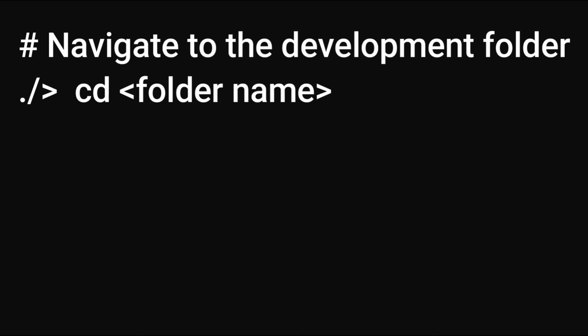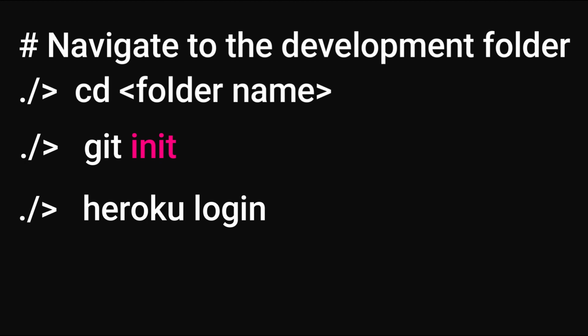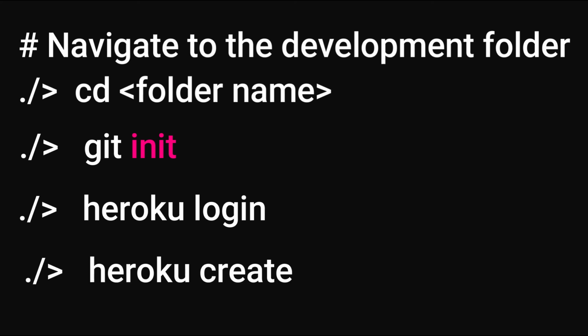Initiate an empty Git repository using the command git init. In your terminal, navigate to the code's working directory and log into Heroku using the CLI command heroku login. To deploy, run the command heroku create. Upon completion of this command, Heroku will assign an app name and URL to your app, which will allow you to access it via the web.